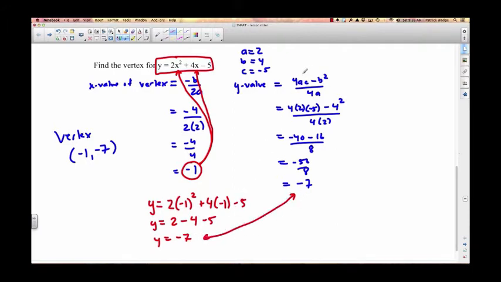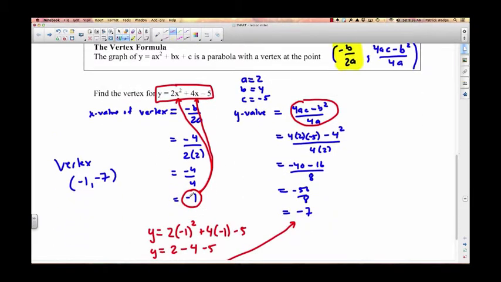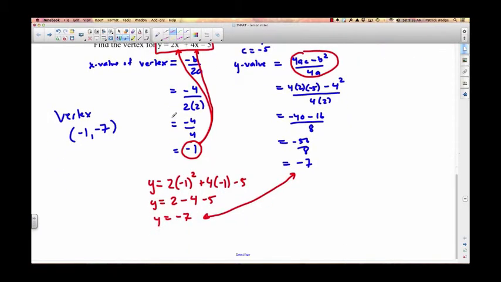So I don't know, you can memorize this rather complicated little formula here, or you can just remember the first one, the negative b over 2a, and then once you get that x value, just plug it into the equation and you'll get the y value. That's the way I like to do it.